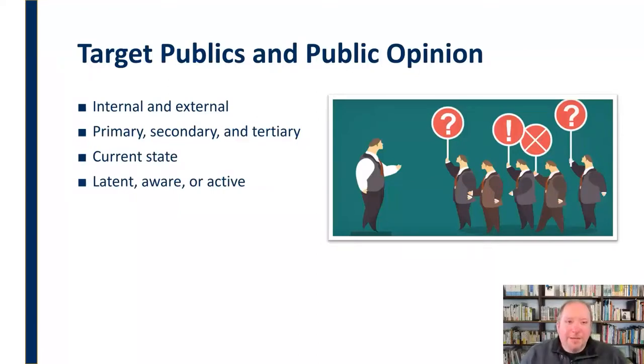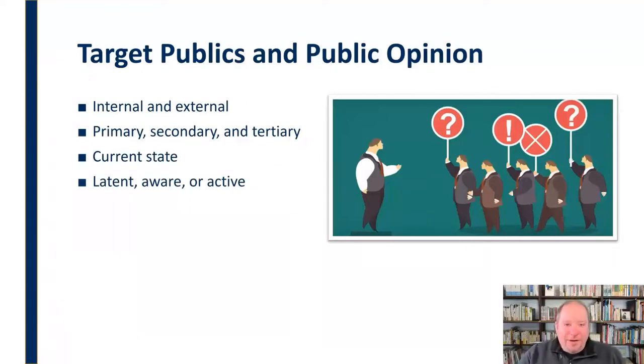Aware publics are those that were previously latent. At some point, they didn't know about this, but now are aware of it and recognize that problem or that opportunity. So they are now aware of the possibilities there or the issue there. Now it's on their radar, but they're still not doing anything about it. So latent, they don't even know it's there. Aware, it's on their radar, but they're not actively engaged in that.